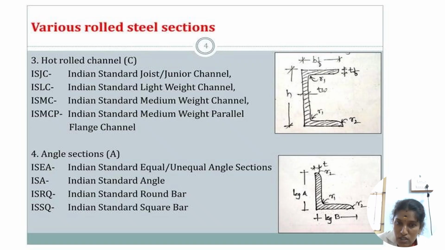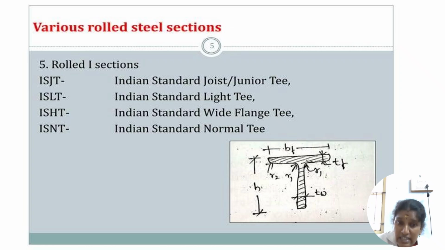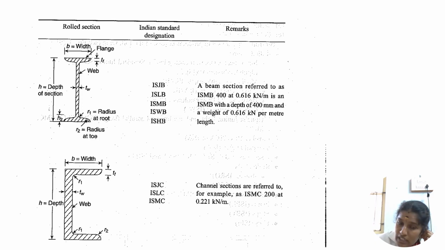In the channel section also we have three categories, and the angle section also has categories, and the T section also has some categories, light T, wider flange T and normal T, like that. So here in the problem paper we are giving one definition, one number. ISMB 400 at 0.616 kilonewton per meter.